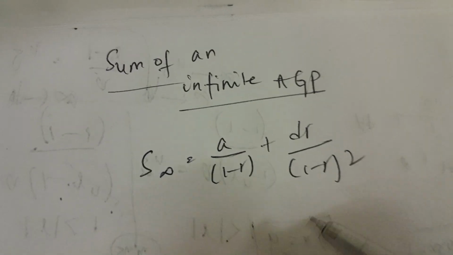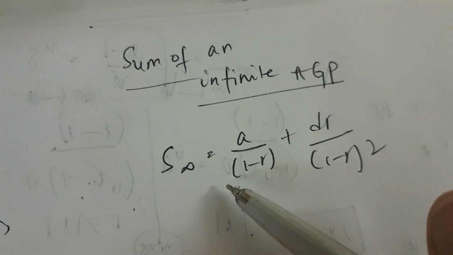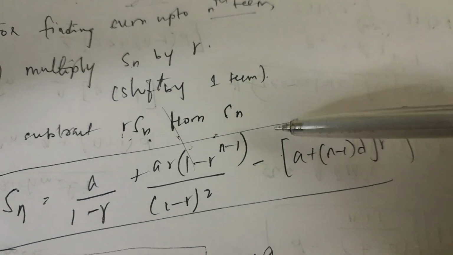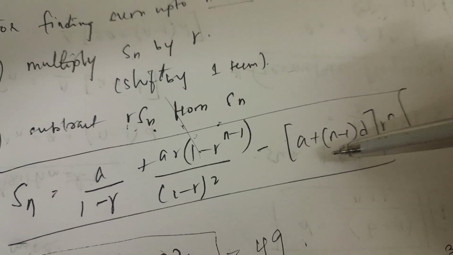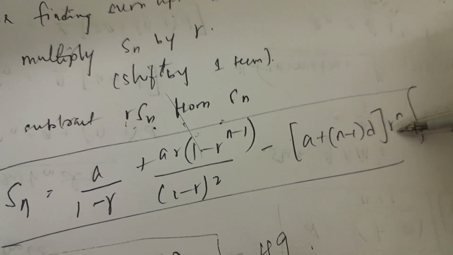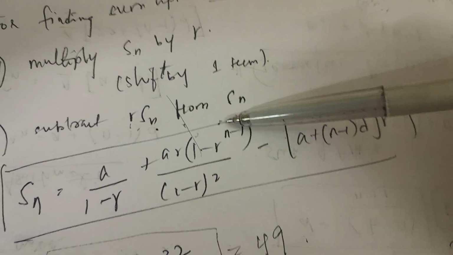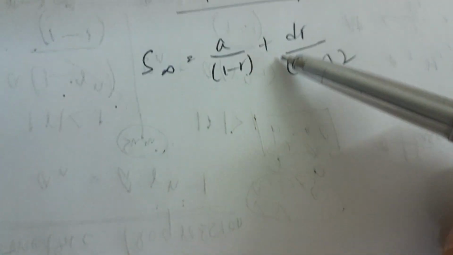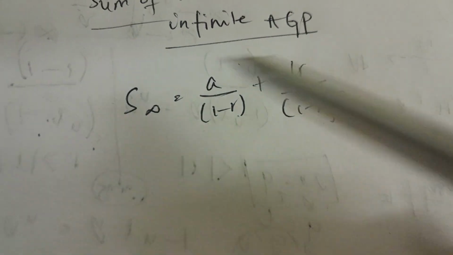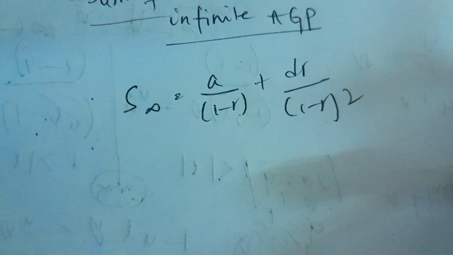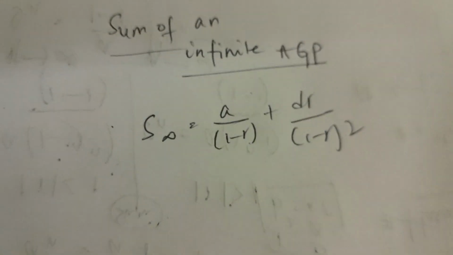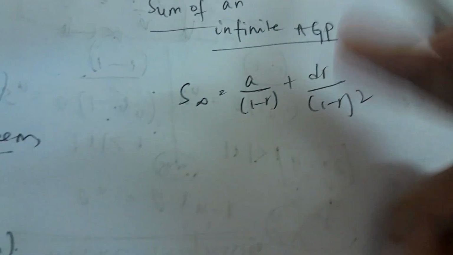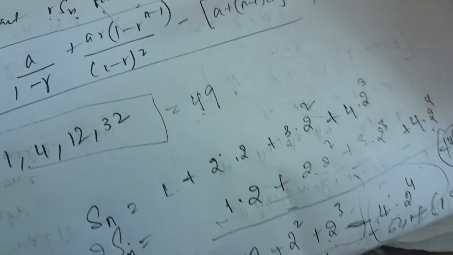There you go. This over here is the sum for an infinite AGP. So basically it's this very same formula except n tends to infinity. So this one becomes 0, assuming that r is less than 1, and then this term also becomes 0, so you just have a by 1 minus r plus dr over 1 minus r squared. Now, do you need to memorize this formula? Well, that's up to you, but obviously you don't have to. You can simply solve it with this very same method.